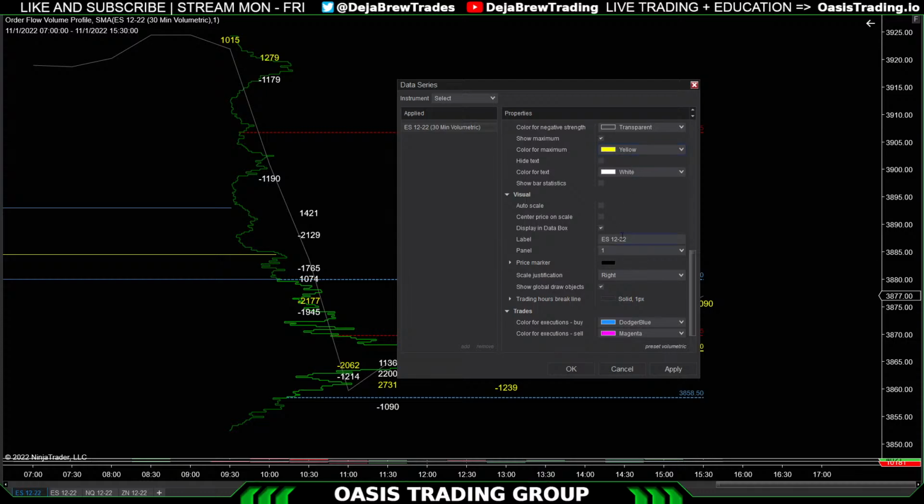Show maximum is turned on. Maximum is yellow. Color for text is white. Visual is display in data box. I believe it's all default down here.